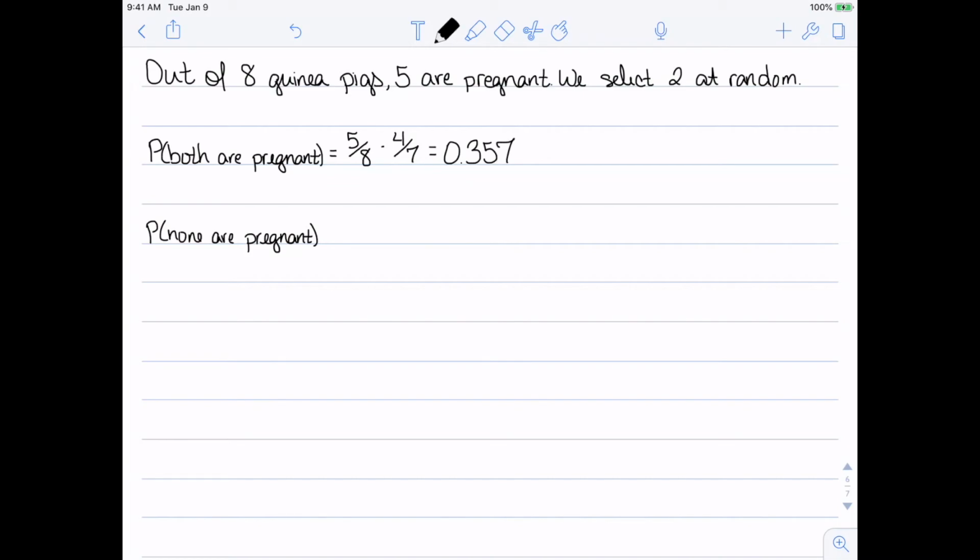Now let's look at the second one, the chance that none are pregnant. So when I draw the first one, we know that if there are 5 pregnant guinea pigs, there are 3 that are not pregnant. So that would be a 3 out of 8 chance that that guinea pig is not pregnant. For the second guinea pig, there's now only 7. And since we had 3 that were not pregnant and we've already removed one of them, we're down to 2 that are not pregnant. So I have 3 over 8 times 2 over 7, which gives me about 0.107 chance that neither one of these guinea pigs is pregnant.